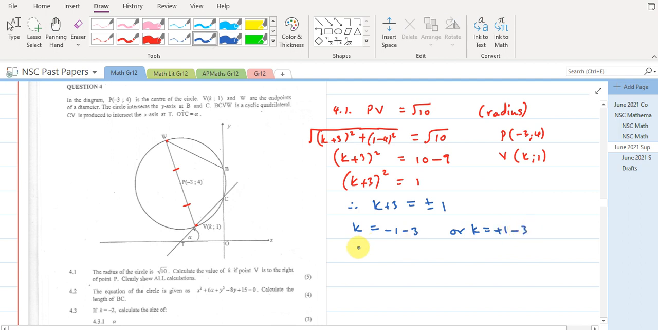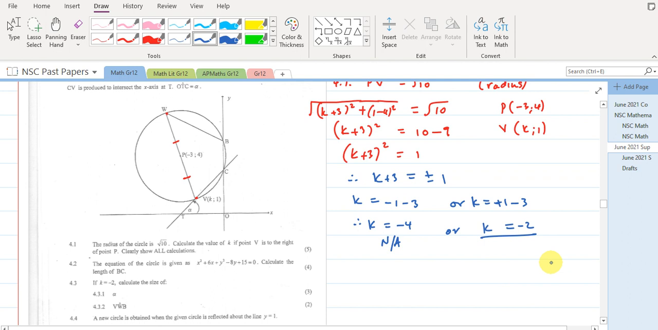Plus 1 minus 3. Therefore, k is equal to -4, or k is equal to -2. So which value of k should we take? Look at the coordinates of P here. This coordinate of P is -3. So the value of k that you should take is -2, because -2 and then -3. You have to look at the coordinates. So -4 is not applicable here. There is only one value of k, which is equal to -2.